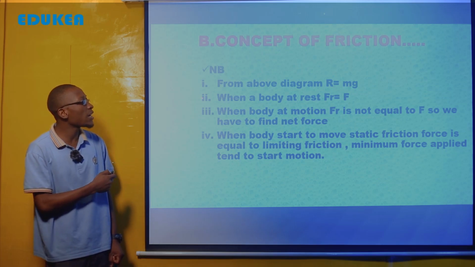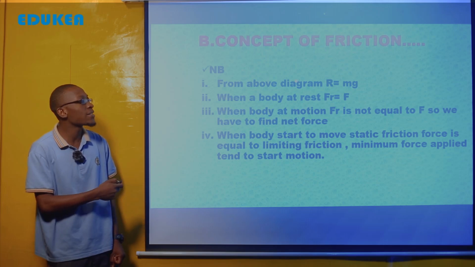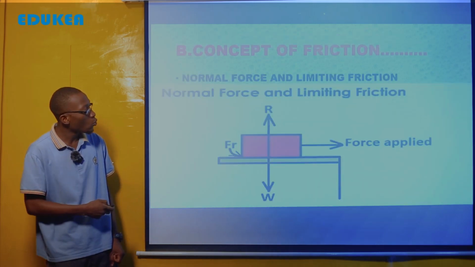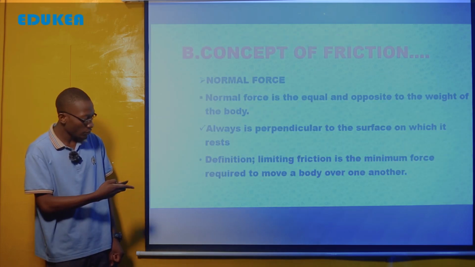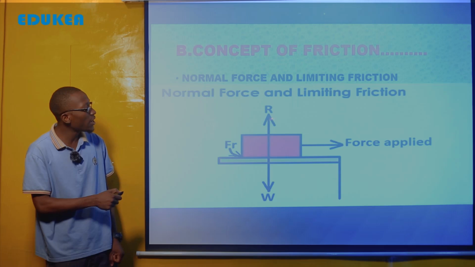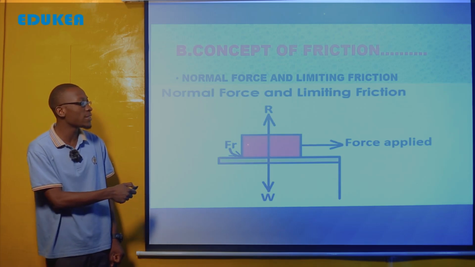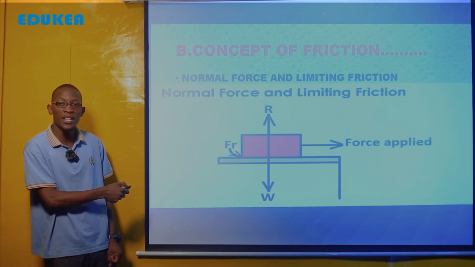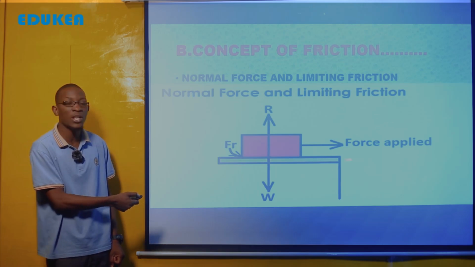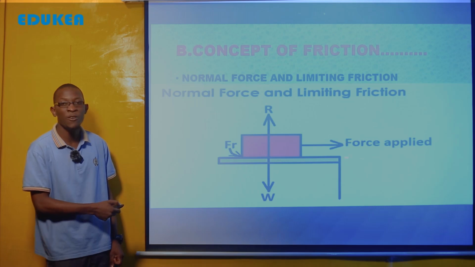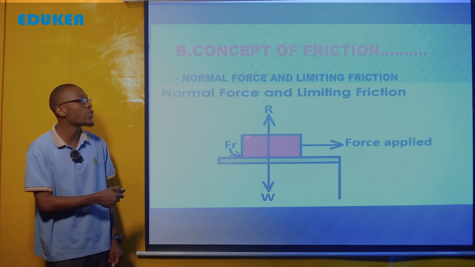Then the second note, when a body is at the rest, frictional force is equal to force. So once we look here, here the body is at the rest. So this body, once it is at the rest, the frictional force of that body is equal to the force applied. So the frictional force F is equal to the force applied when the body is at rest on the table.